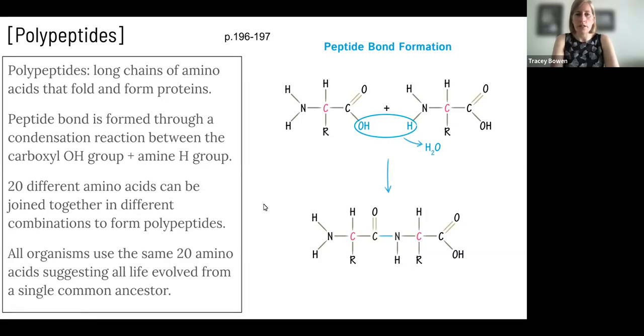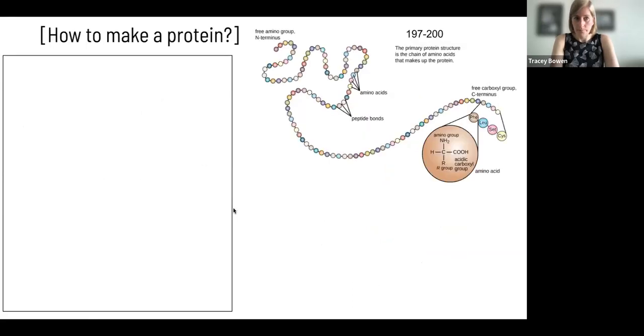All organisms use the same 20 amino acids, and that suggests that all life evolved from a single common ancestor, because we're all using the same amino acids, which means they must have come from somewhere originally.